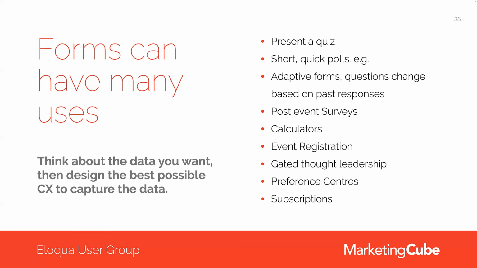Post-event surveys. Maybe you're holding in-person events again. Let's all keep our fingers crossed. Or even webinars. Post-event surveys are very simple, and typically you don't want to ask a million questions. You really just want to ask a few key questions, and Eloqua can absolutely do that for you. Another fun one is calculators. Is that a calculator, a form? How does that work? Well, forms are actually really quite smart. They're really quite clever.